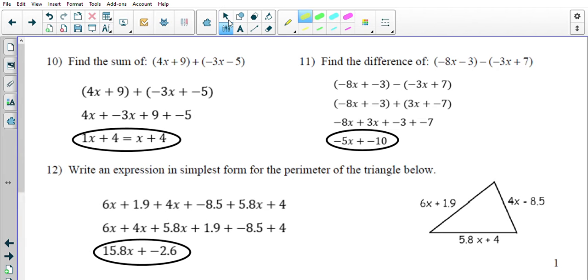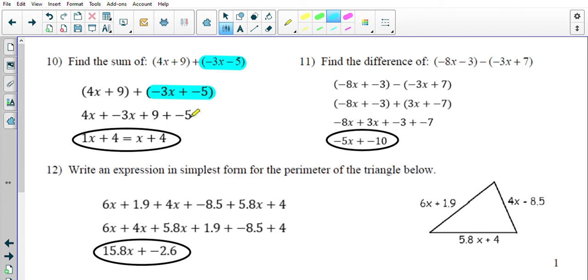So you can see that I rewrote negative 3x minus 5 as negative 3x plus negative 5. Once everything's addition, I can drop off those parentheses and move my like terms side by side. So I've got my 4x and my negative 3x side by side, my constants 9 and negative 5 side by side. So now we use our calculators.